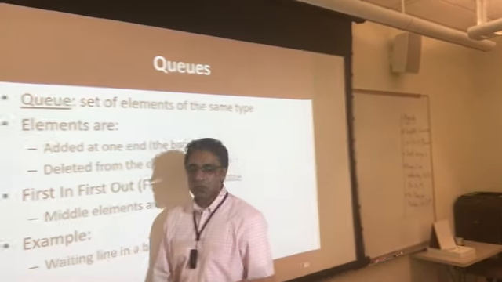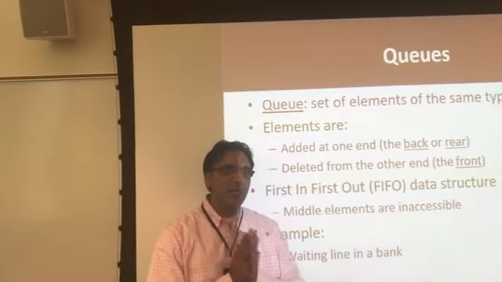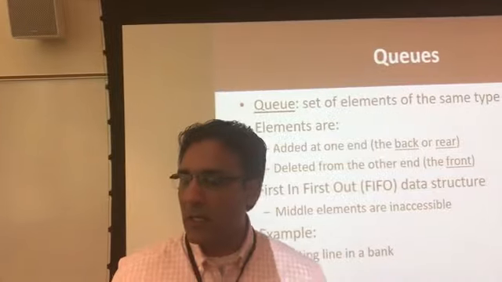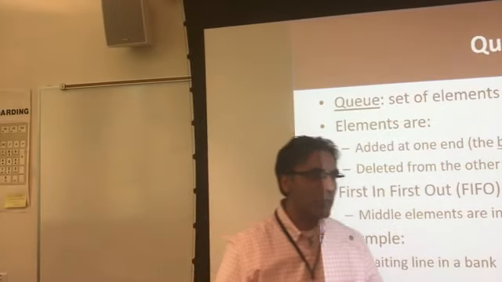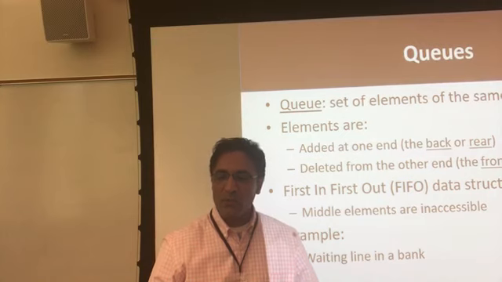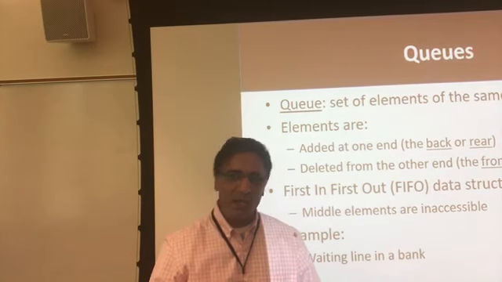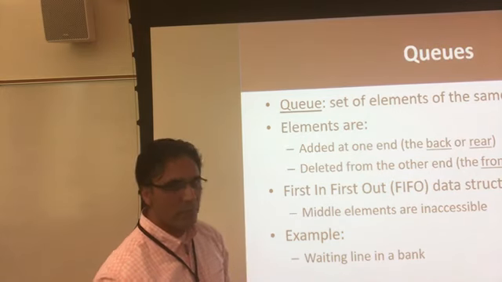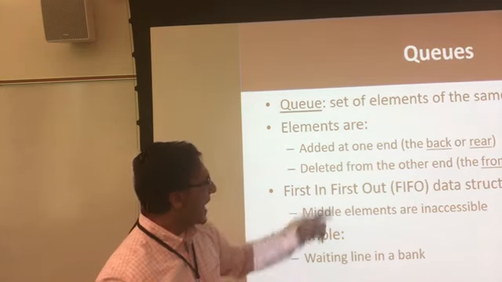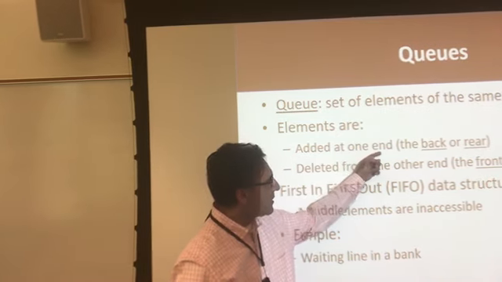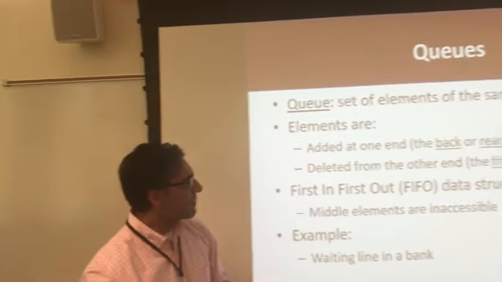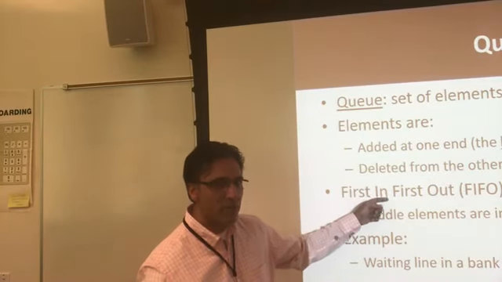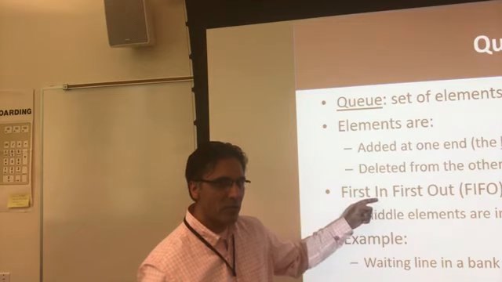So in queues, what kind of data structure was stacks from last week? FIFO. So first in, first out. And according to your book, queues are a set of elements of the same type, just like what we discussed last time, added from one end, the back or the rear, and deleted from the other end, the front. And this one is a FIFO data structure, first in, first out.